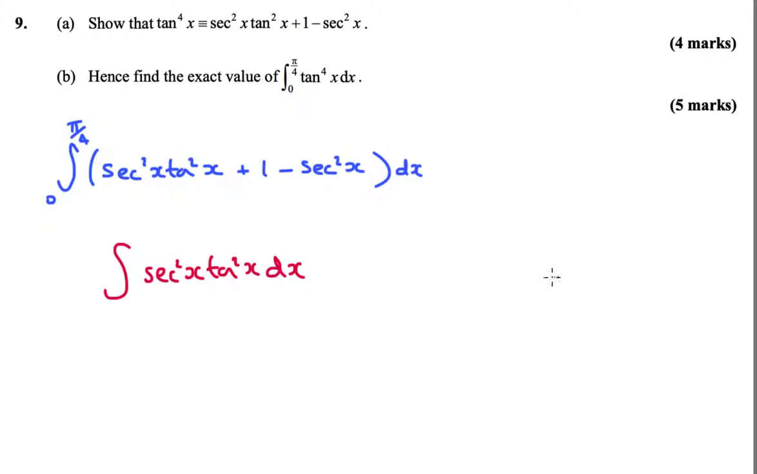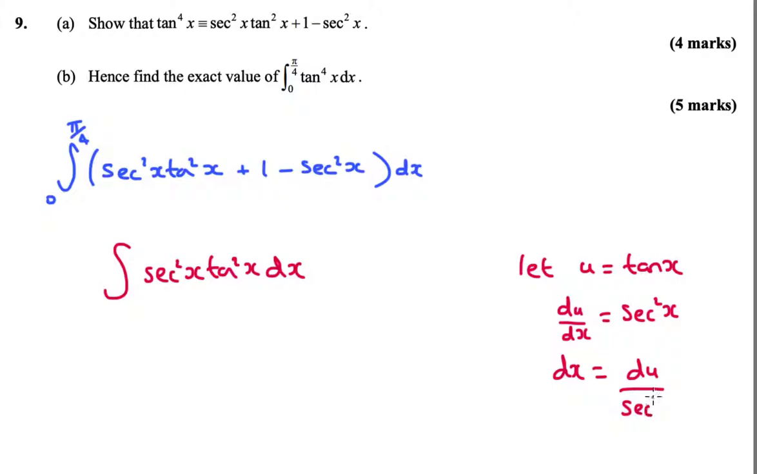So this is one of those integration by substitution questions where they don't give you the substitution. You let u equal tan x, because watch what happens. Du by dx is equal to sec squared x. That's one of the known derivatives. Dx will then equal du over sec squared x, and this sec squared will cancel with this one.